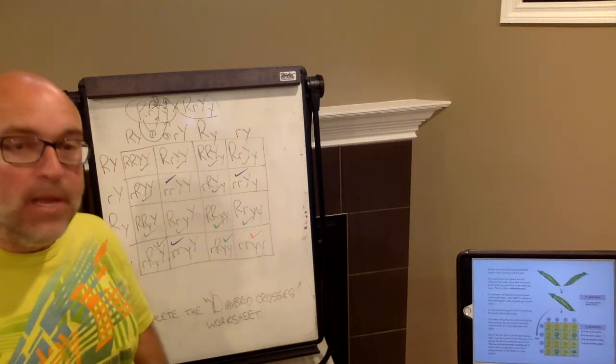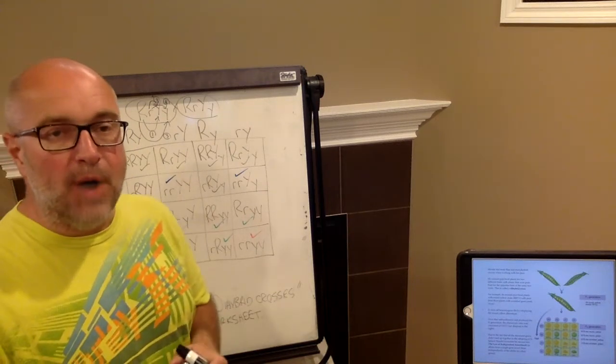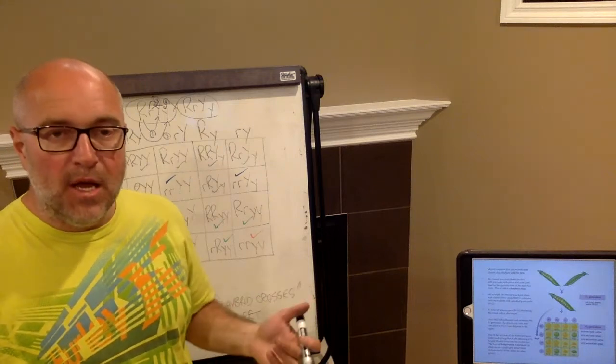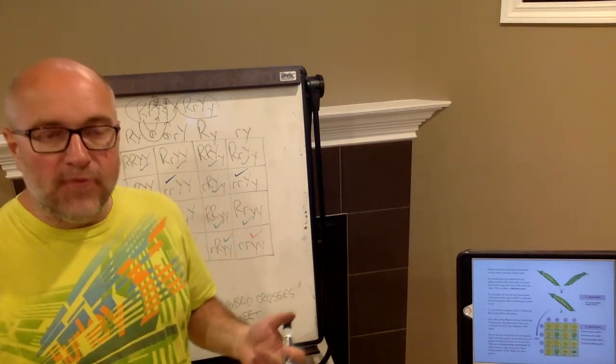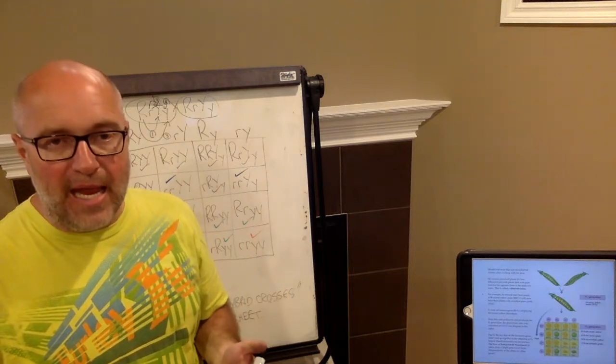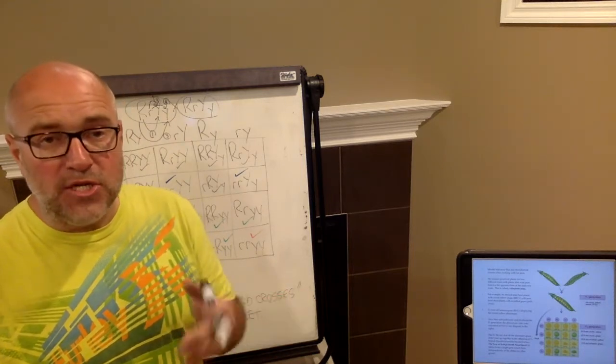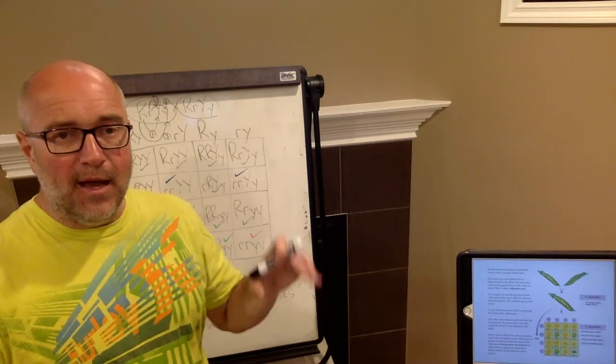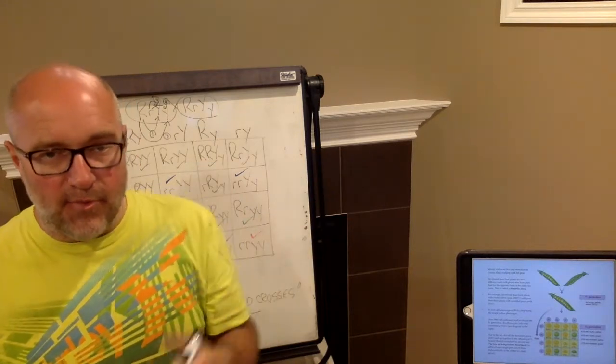a standard ratio. Just like there's a standard ratio in a monohybrid cross when you have two heterozygous parents. You've got a 1 to 2 to 1 genotype ratio, and you've got a 3 to 1 ratio for the dominant trait versus the recessive trait.